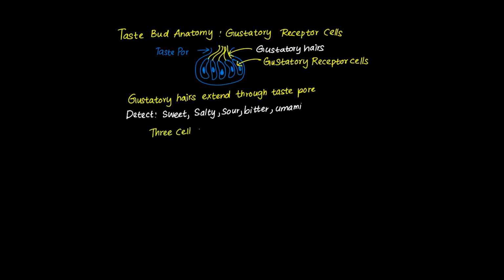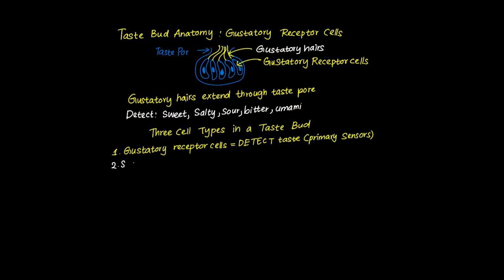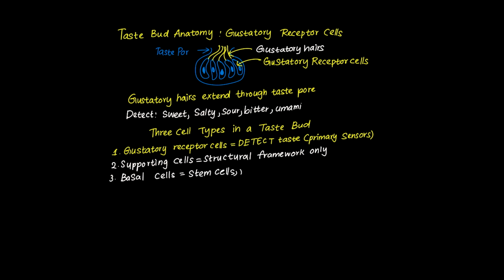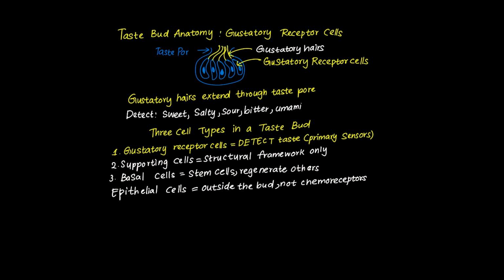Basal cells sit at the base of the taste bud. They're small round stem cells that regenerate the other cell types when they wear out. They don't detect taste themselves. Supporting cells are long spindle-shaped cells that provide the structural framework inside the taste bud. They hold things together but have no sensory hairs and can't detect flavours. Epithelial cells line the general tongue surface outside the taste bud. They're part of the tongue's outer covering and don't function as chemoreceptors.